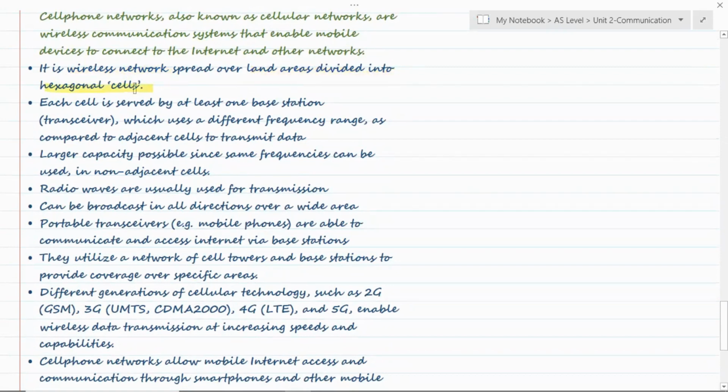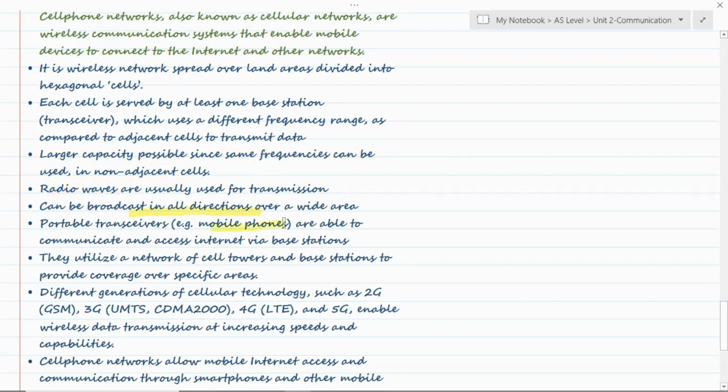So the areas are divided into these hexagonal cells, and each cell is served by at least one base station, also known as a transceiver, which uses a different frequency range as compared to adjacent cells. So no two adjacent cells can work on the same frequency. However, non-adjacent cells can use the same frequencies, right? That is why larger capacity is possible, since the same frequency can be used in non-adjacent cells. Radio waves are majorly used for transmission and can be broadcast in all directions.